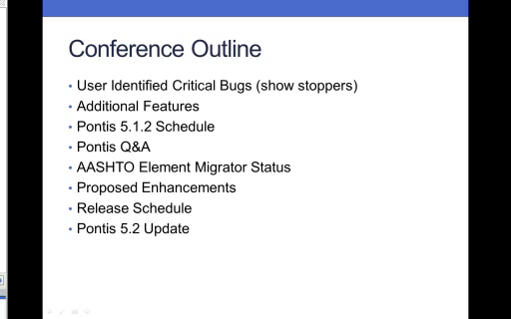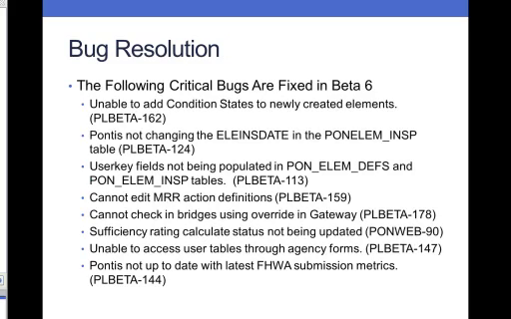Then we're going to get into talking about the AASHTO element migrator, some proposed enhancements to the migrator, when is the migrator going to be released, and then a little bit about Pontis 5.2 and where we are going with that. So that's our agenda for the day, and our expectation is to make this short and sweet, but to download a lot of information to you quickly. So we hope it works well, and we hope you get some benefit out of this medium. So with that, I'll turn it over to you, Jeremy, and let you go through the bugs.